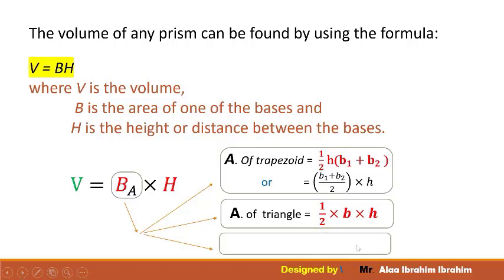And maybe we have a base with a circle. The area of a circle, from the last lesson, is pi r squared. So I deal with r. So the base changes according to the shape. Sometimes we have a base that is a trapezoid, circle, anything. You have to know that we mean the area of the base, so we have to find the area of the base.